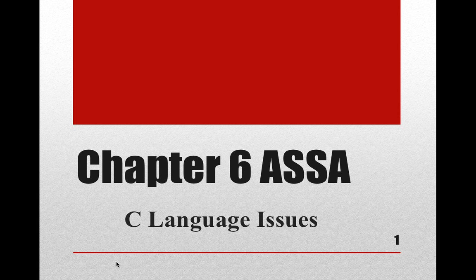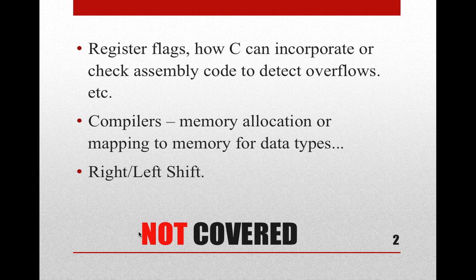Hi everybody, welcome back. This is chapter 6 of the Art of Software Security Assessment. This is one of two chapters on the C language. This one deals a lot with integers and integer operations, and the other chapter is chapter 8 in the book. So we'll be getting to that one later.